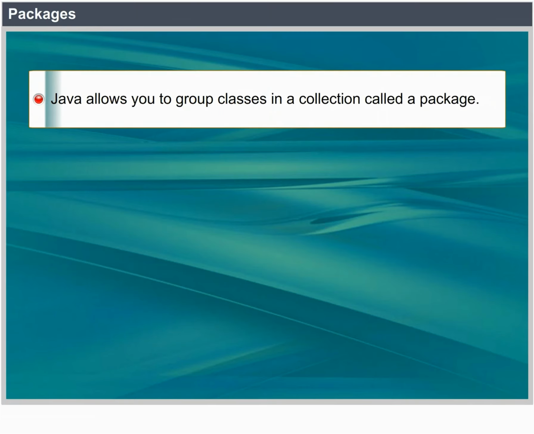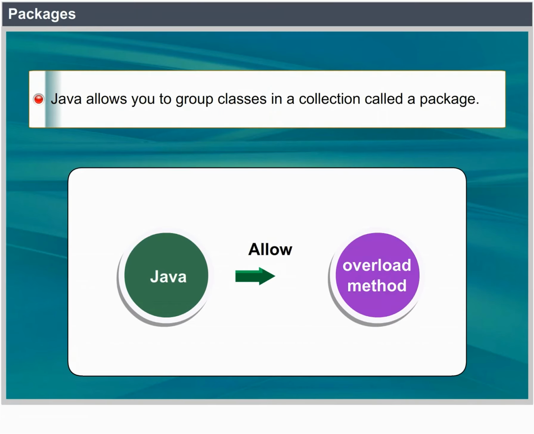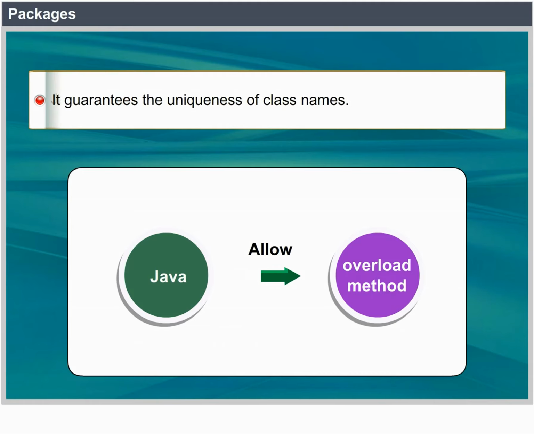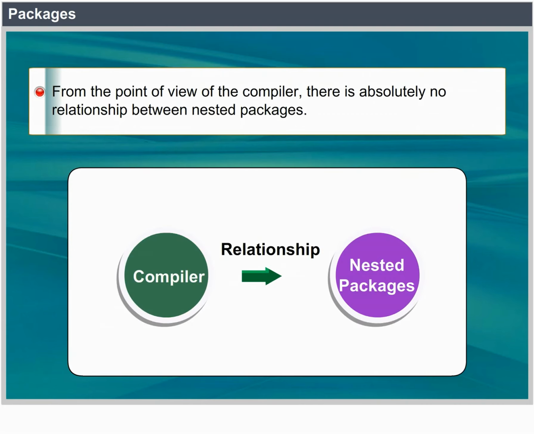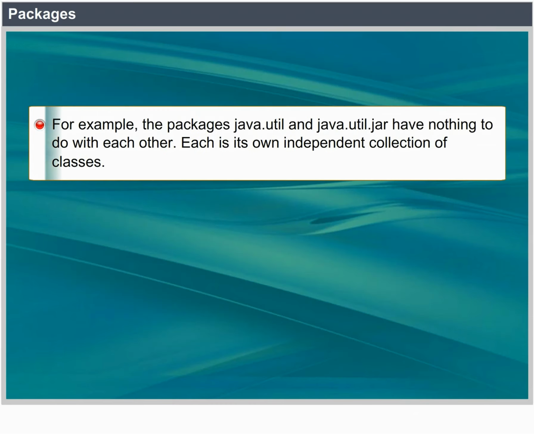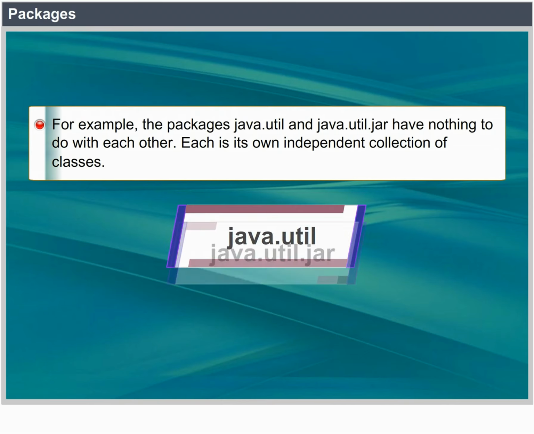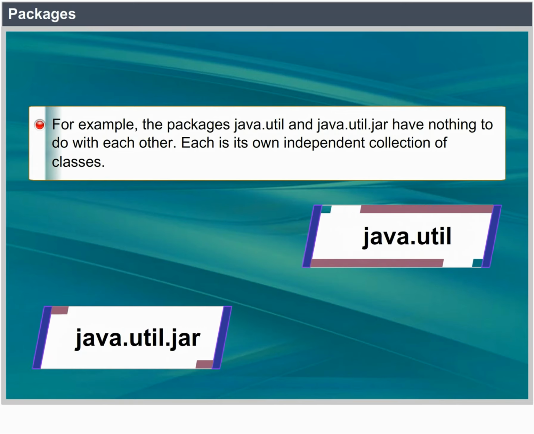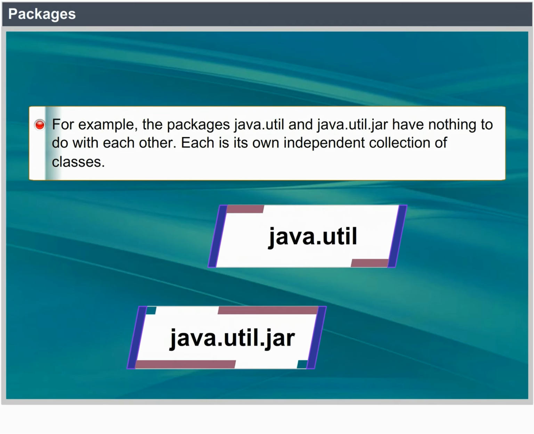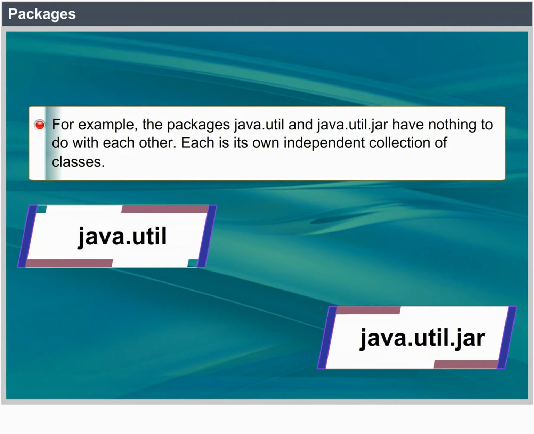Packages. Java allows you to group classes in a collection called a package. It guarantees the uniqueness of class names. From the point of view of the compiler, there is absolutely no relationship between nested packages. For example, the packages java.util and java.util.jar have nothing to do with each other. Each is its own independent collection of classes.